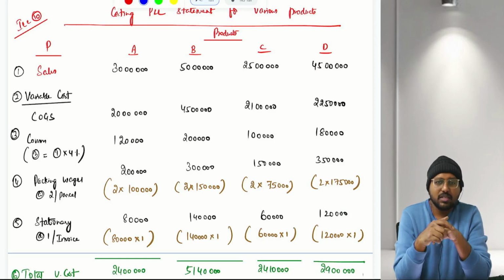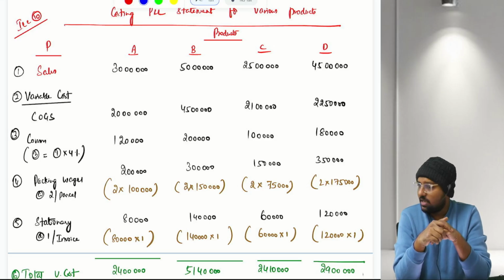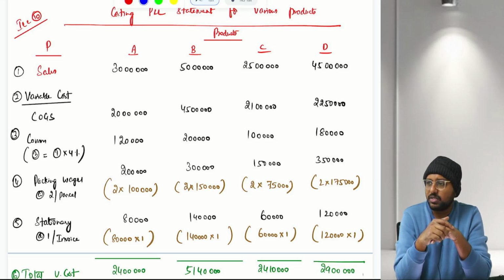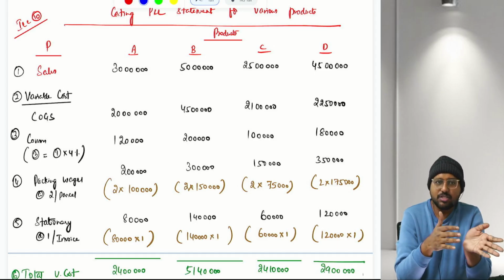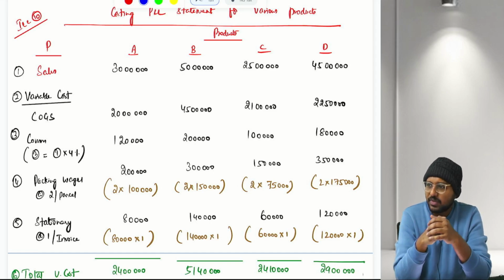Once this chapter is done, the next chapter that we'll be starting will be ABC, activity-based costing, because that is connected to this one. That's why we're going to go for that chapter. Activity-based costing is nothing but an extension of your overheads chapter. So therefore, that will be our next chapter.